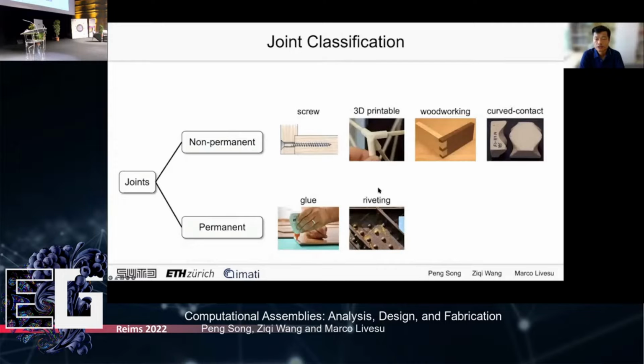Joints can be broadly classified as permanent or non-permanent. Typical permanent joints include adhesive material such as glue and permanent mechanical fasteners such as rivets. Typical non-permanent joints include screws and woodworking joints. Compared with permanent joints, a significant advantage of non-permanent joints is to encourage parts disassembly and reassembly.